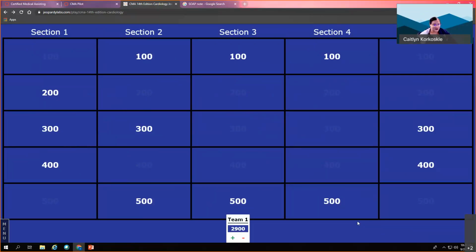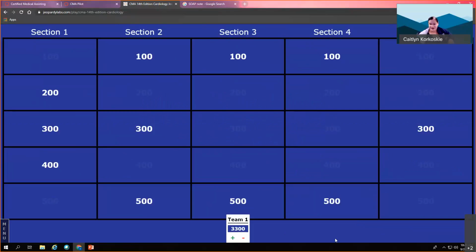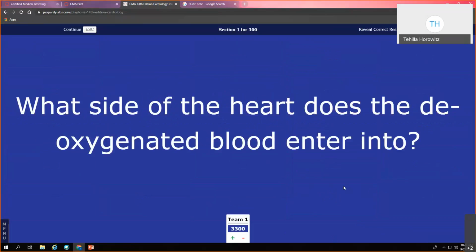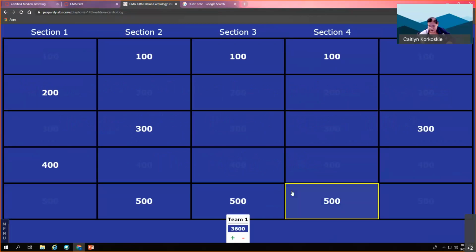Alright, which one do you want to look at next? Section 5 for 400. Chest pain. Yes. Section 1 for 300. Okay, wait. The right side? Yes. I had to turn around because the diagrams are always flipped.